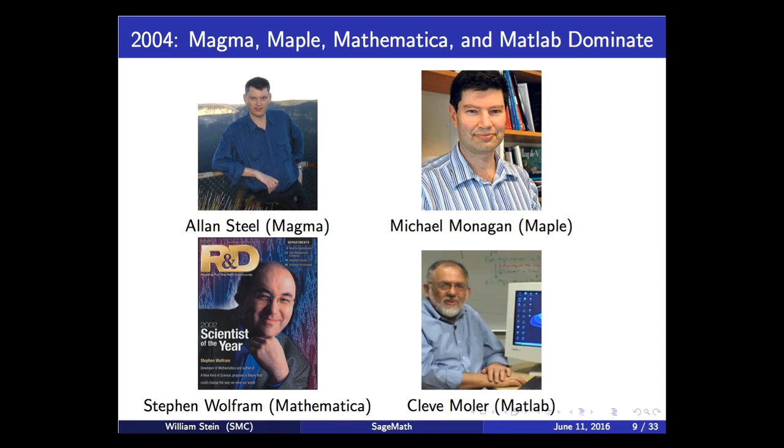So in 2004, if you look around at mathematical software, here are the 4 main packages. Magma, which I've mentioned, which is very much aimed at pure mathematics, group theory, number theory, arithmetic geometry. Maple, which is symbolic computation. Mathematica, symbolic computation, physics, that sort of thing. And MATLAB, numerical computation.